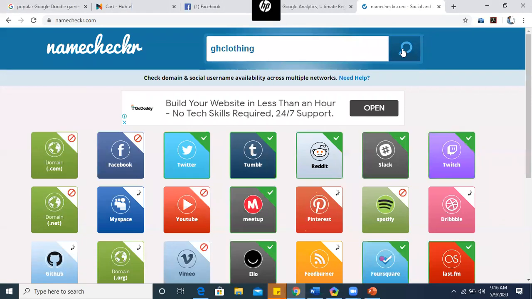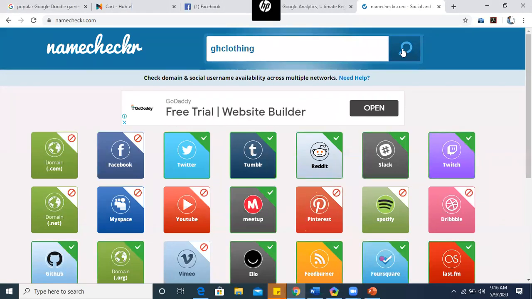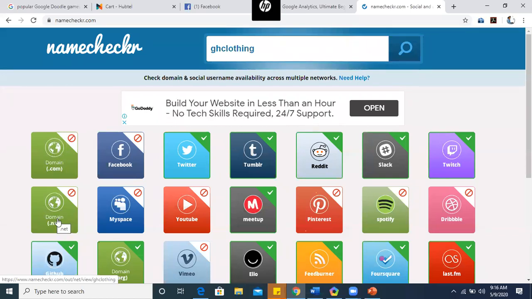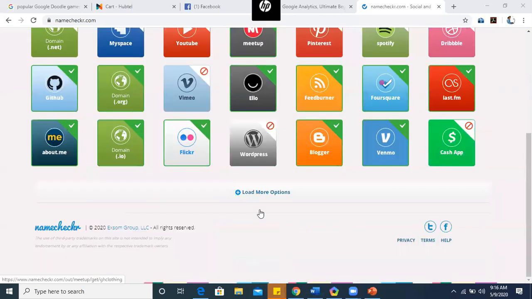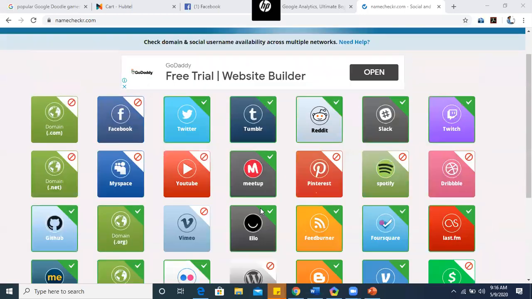When I search for it, I'm told that if I want to have ghclothing.com, I won't have it because somebody has taken it already. If I want ghclothing.net, I won't have it either. If I want GH Clothing on Facebook, it's not available on Facebook, but it's available on Twitter. It's available on Tumblr, it's available on MySpace. So all the social media platforms that I may want to go into are all here, showing what's available and what's not available.